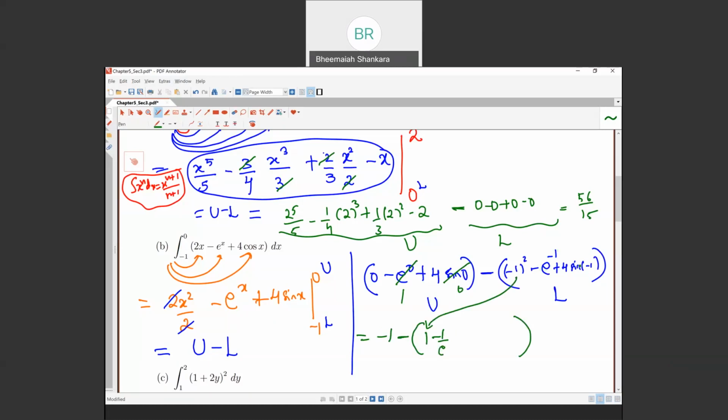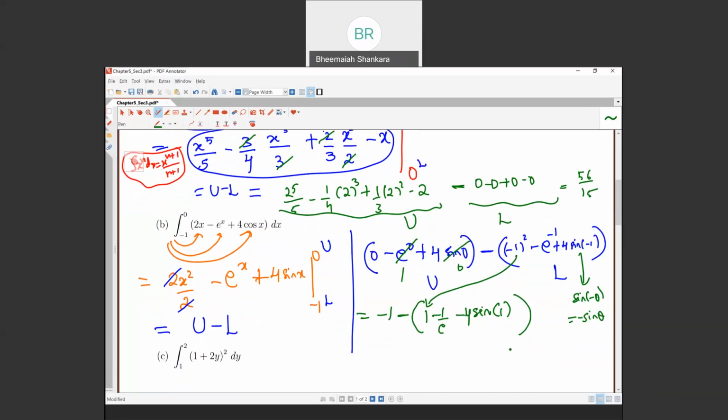Negative, let me use a trigonometric formula to simplify this. Sine of negative theta is negative sine theta. So I have sine of negative 1, and I'm going to write this as negative sine of 1. So still I have a coefficient 4. Let me bring that down.